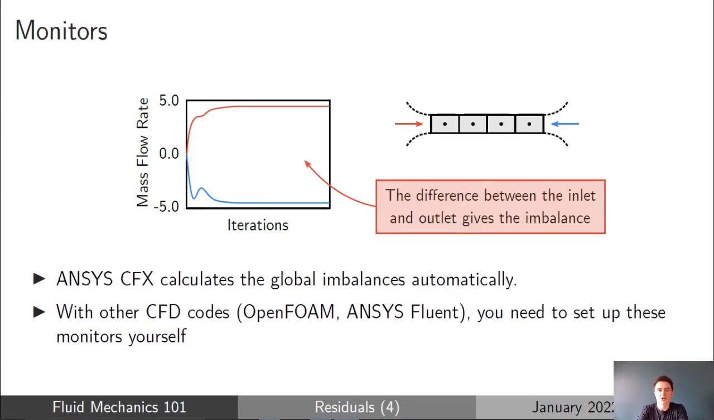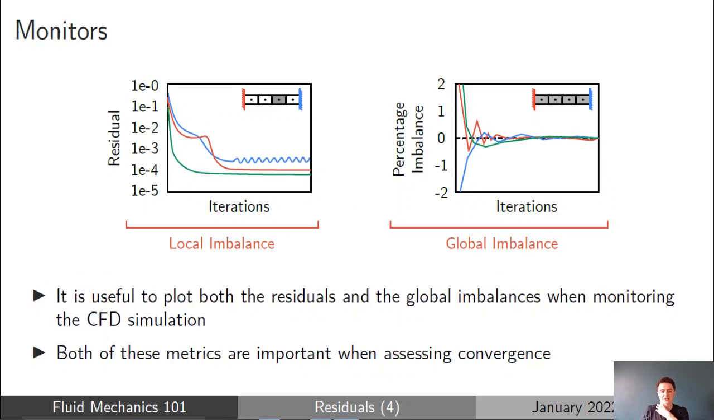Now, some CFD codes will actually calculate these global imbalances for you automatically. ANSYS CFX is one particular code where, when you're monitoring the solution, you can just watch the global imbalance. It's already there, calculated for you. And so you can get a plot which looks like the plot on the right.